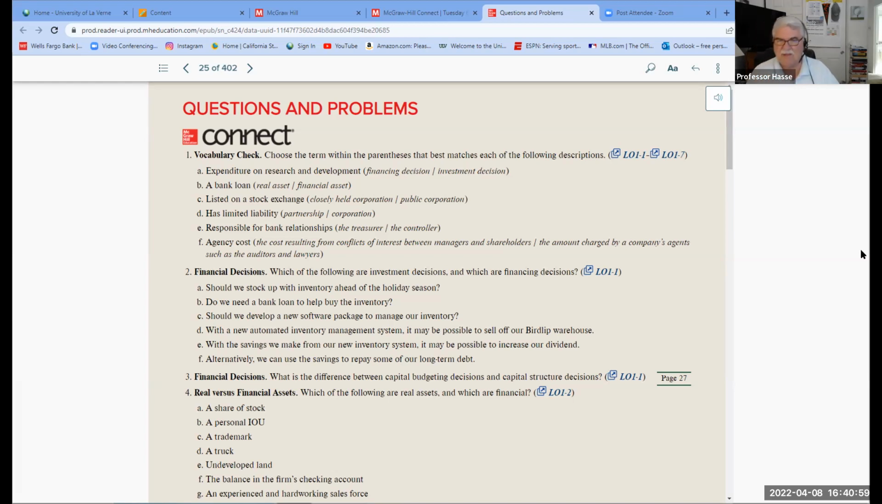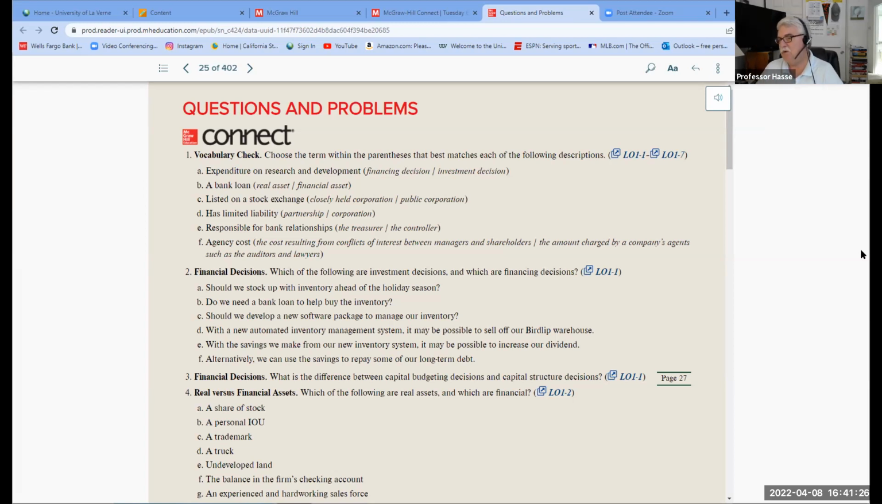And they define the theme that I talked about in our lecture video on Monday, the definition of what is finance. And I want to take a look at the first question. Choose the term within the parentheses that best matches each of the following descriptions. Expenditure on research and development. That's an investment decision. You're investing in the future, R&D.